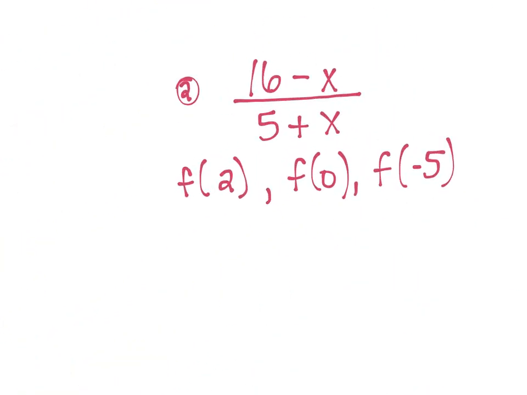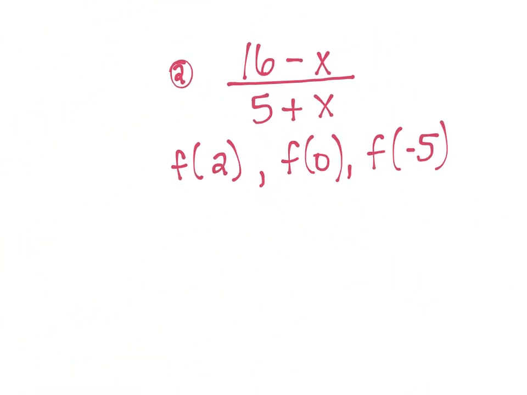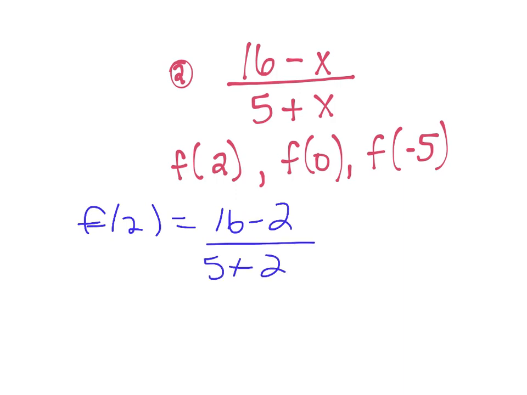All right. So over here, same thing. I'm going to do this problem how many times? 3. The first time I'm going to plug in the number 2. So I have 16 minus 2 over 5 plus 2. What is 16 minus 2? 14. And what is 5 plus 2? 7. Does that simplify? Yes. So then go ahead. What's 14 divided by 7? 2.